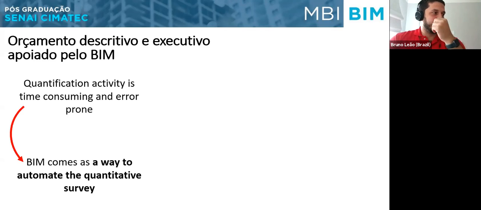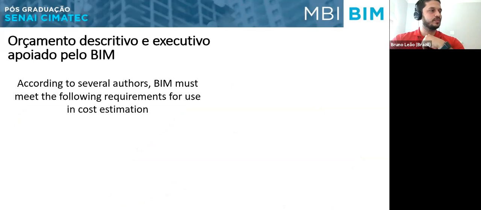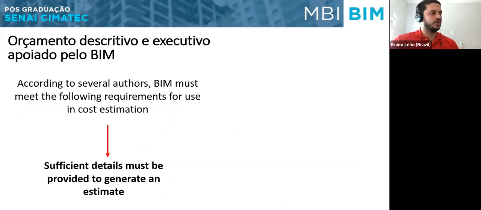So, as I said, BIM comes as a way to automate the quantitative survey, which is the main benefit. And when associated with 3D visualization, it's possible to perform the analysis in a variety of ways. And according to several authors, BIM must meet the following requirements for using cost estimation. So it has to have sufficient details.